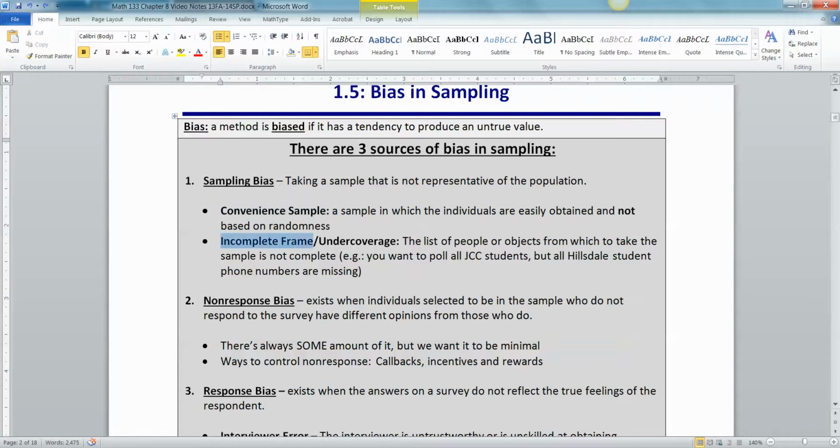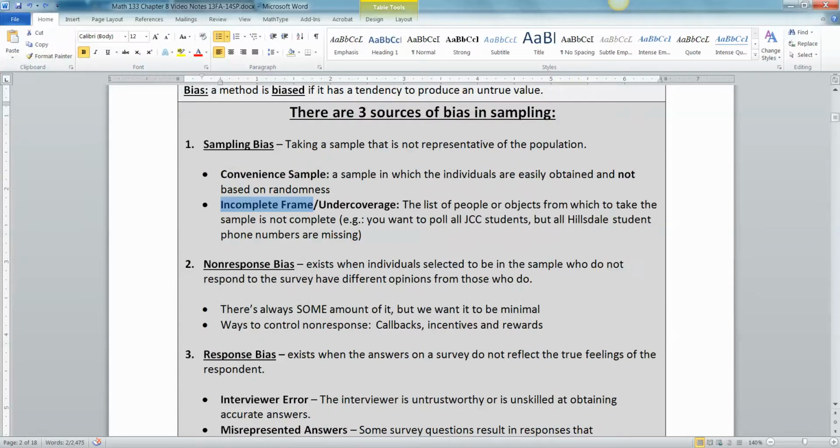Then you could have an incomplete frame or undercoverage. Let's say you want to ask people's opinions about, I don't know, same-sex marriage, but you somehow only ask people that are Christian conservatives or something. That means you're not asking all the other people their opinions, right? So you're biasing yourself by having an undercoverage of other people. The same is true the other way too. What if you only poll liberal people and you don't poll any Christian conservatives? That's not good either. The whole idea is you want to have covered every possible group evenly, or as evenly as you can.